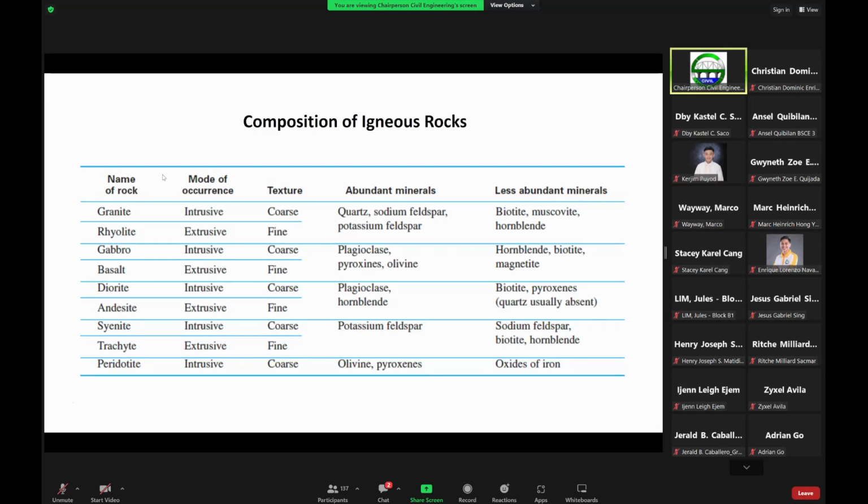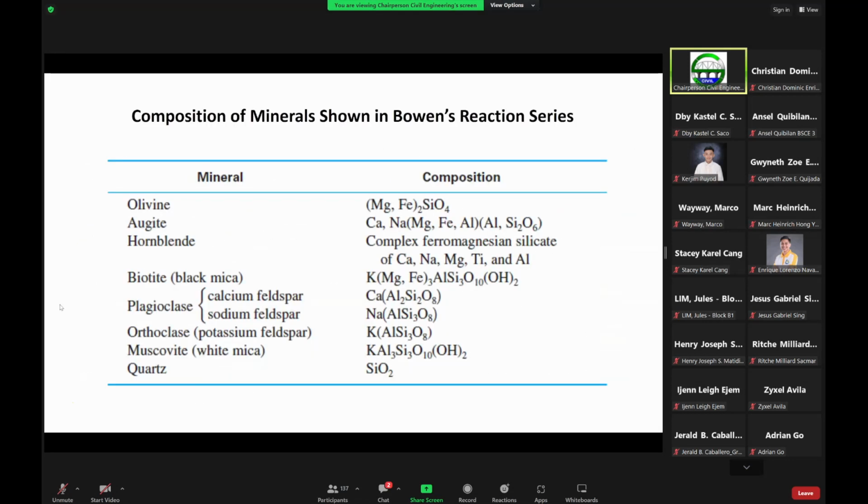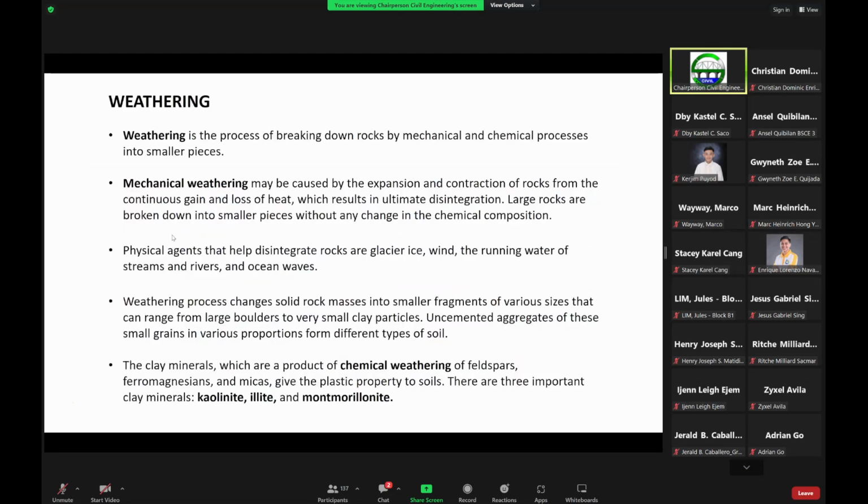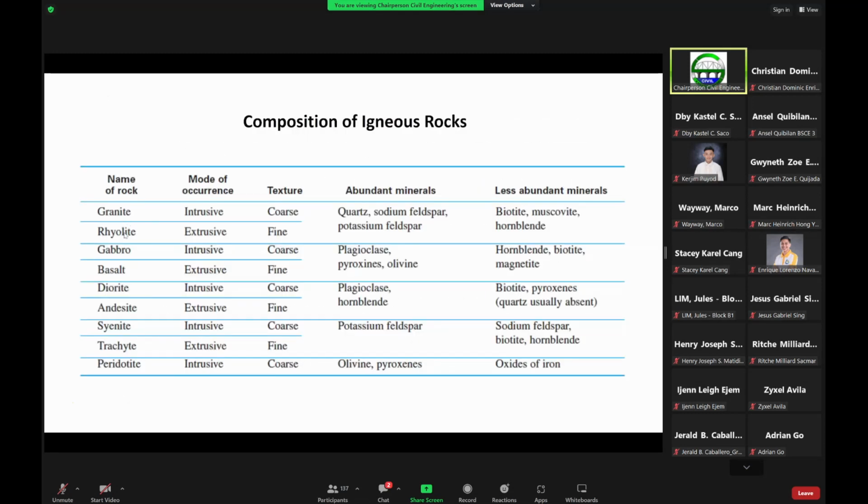For granite and rhyolite, the abundant mineral is quartz. If we go back here, for the granite and rhyolite, the abundant minerals are the quartz, the sodium feldspar, and the potassium feldspar, while the less abundant minerals are the biotite, the muscovite, and the hornblende.